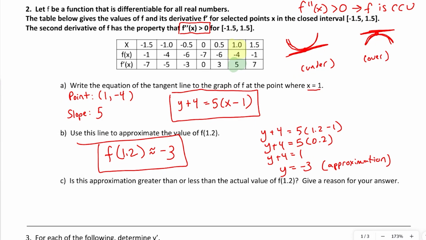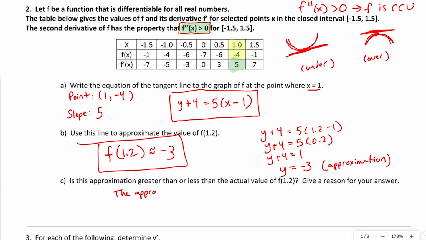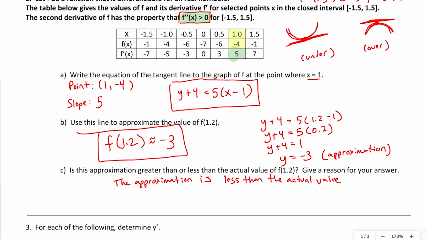So C is saying it's greater, what's going on at 1.2? It said in the problem that f double prime was positive. So we know it's concave up. So that means our tangent line will be below it. So we're going to say that the approximation is less than the actual value. In other words, we can say that f of 1.2 is going to be greater than negative 3.